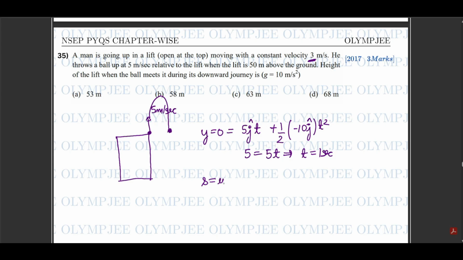So S is equal to ut. So 3 into 1 is equal to 3 meter, and it is already 50 meter above the ground. So height of the lift will be 50 plus 3 meter, which is 53 meter.